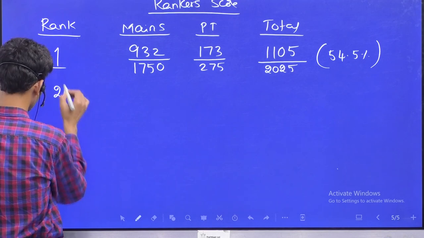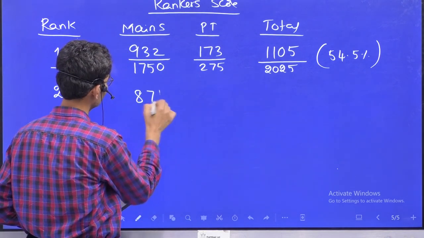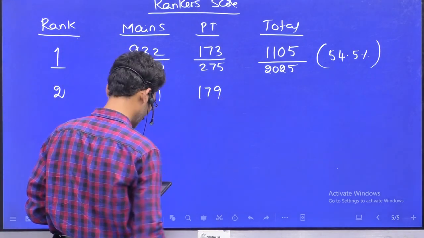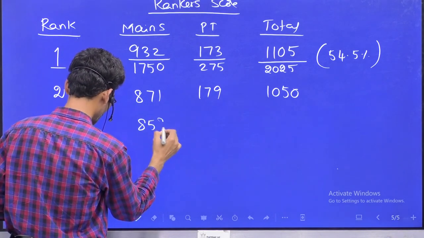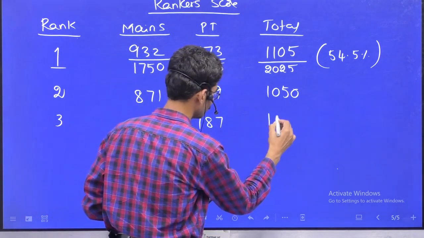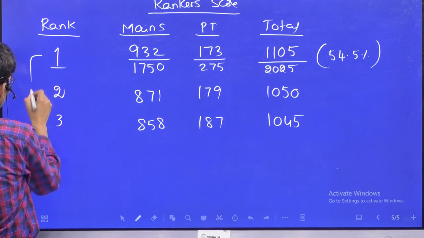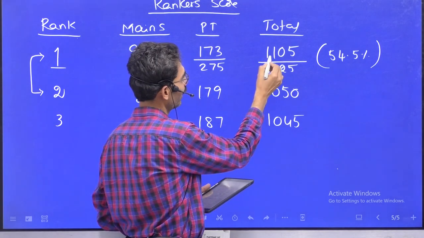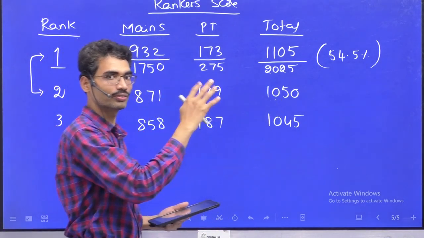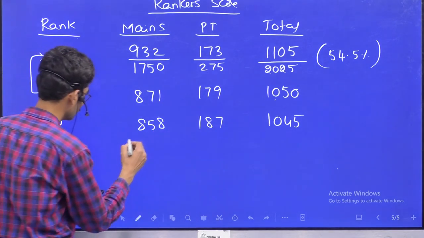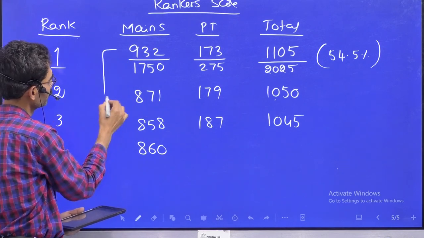And in the second rank, mains 871, 179, 1015. Third ranker, 858, 187, 1045. One more observation you can identify here. Between first rank and second rank, you will find a huge margin. 1105, 1050. That means 55 marks margin. But you observe second, third, fourth, fifth, you will identify the difference. Fourth one, 860. So 860, 858, 871, 930. So you see the difference you are going to see in the mains.